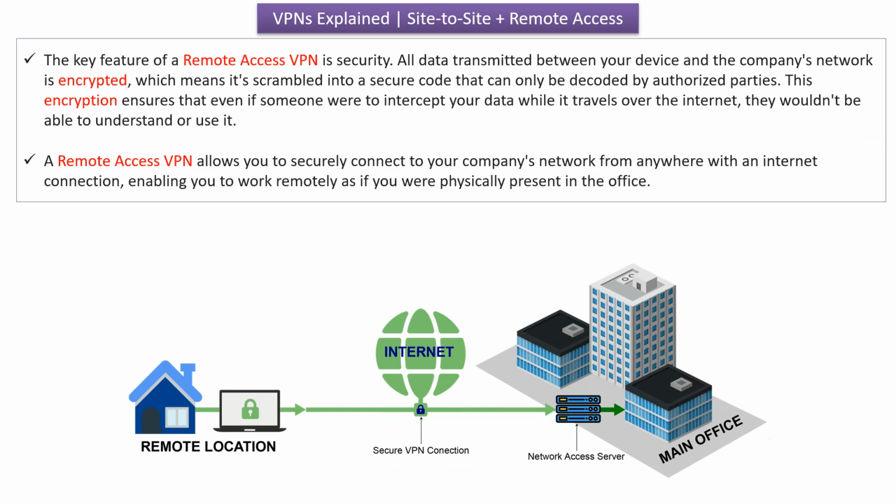The key feature of remote access VPN is security. All data transmitted between your device and the company's network is encrypted, which means it is scrambled into secure code that can only be decoded by authorized parties. This encryption ensures that even if someone were to intercept your data while it travels over the internet, they would not be able to understand or use it. A remote access VPN allows you to securely connect to your company's network from anywhere with an internet connection, enabling you to work remotely as if you were physically present in the office.